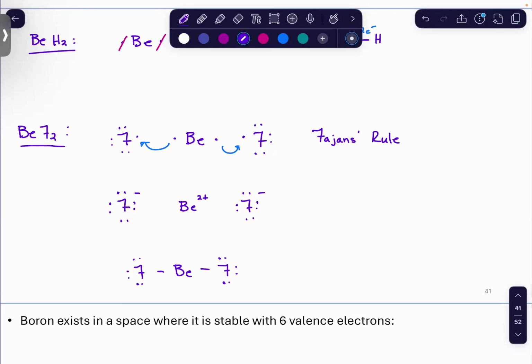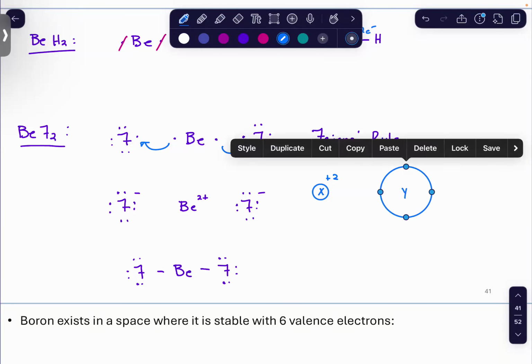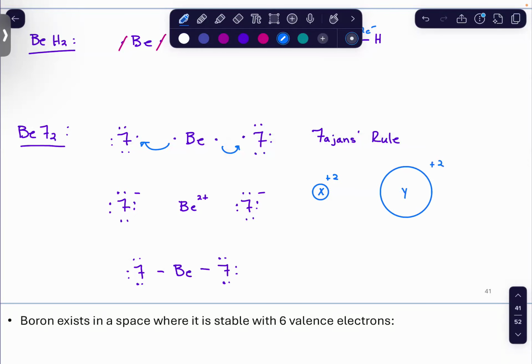And so the way you think about it is, you remember when we were talking about ionic radius, beryllium has a very, very small ionic radius. So let's look at this in a way that helps us understand charge density. And so if you have atom X and it's this size and it's +2, and you have atom Y or ion Y and it's this size and it's +2.